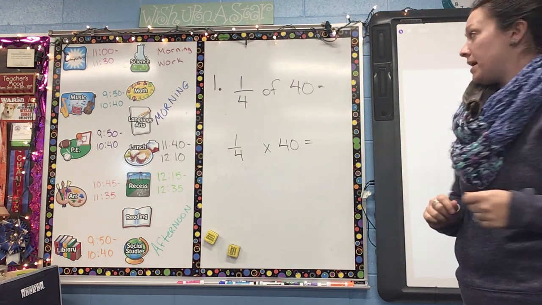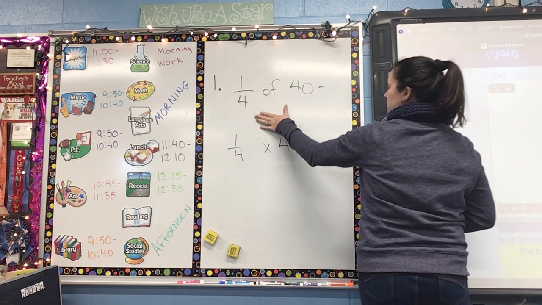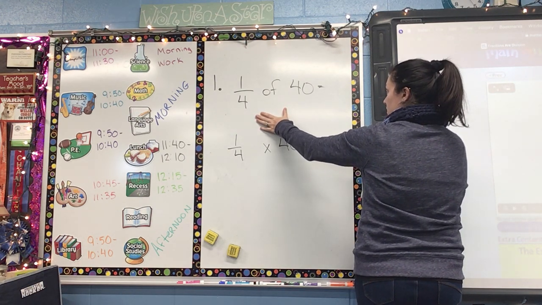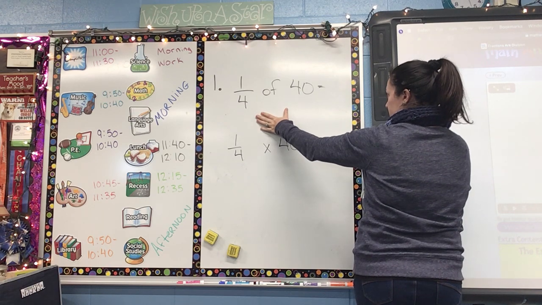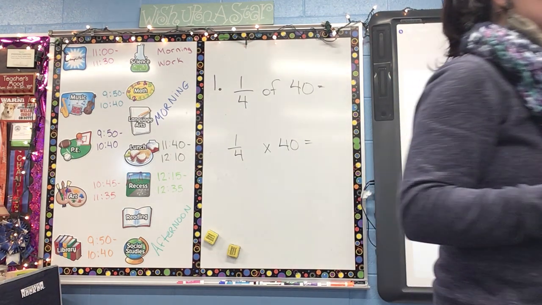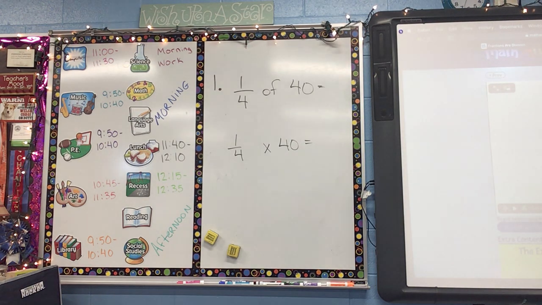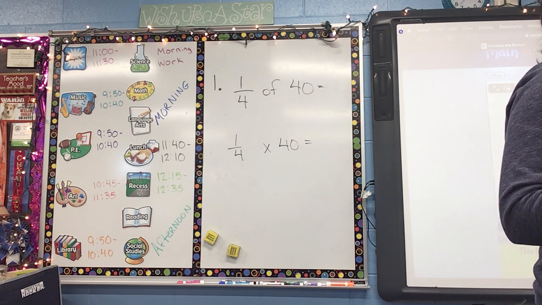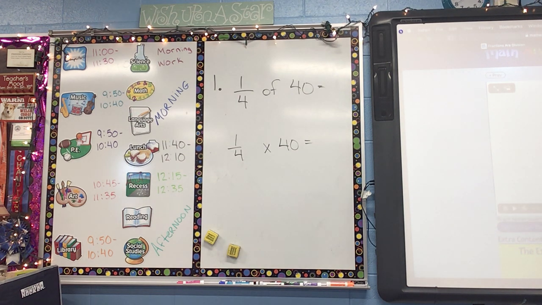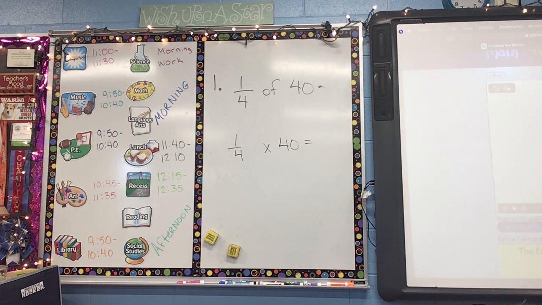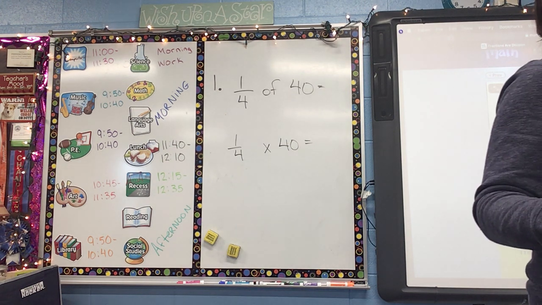Read me number 1, Max. This top line only. 1/4 of 40. Now, normally when we do our equations, we have an actual computation symbol, right? Yes. Does that have a computation symbol in it, though, telling us what to do? No. It has a word. We never see a word like that, of. How would "of" tell me what I need to do? How do I know what kind of computation that means?